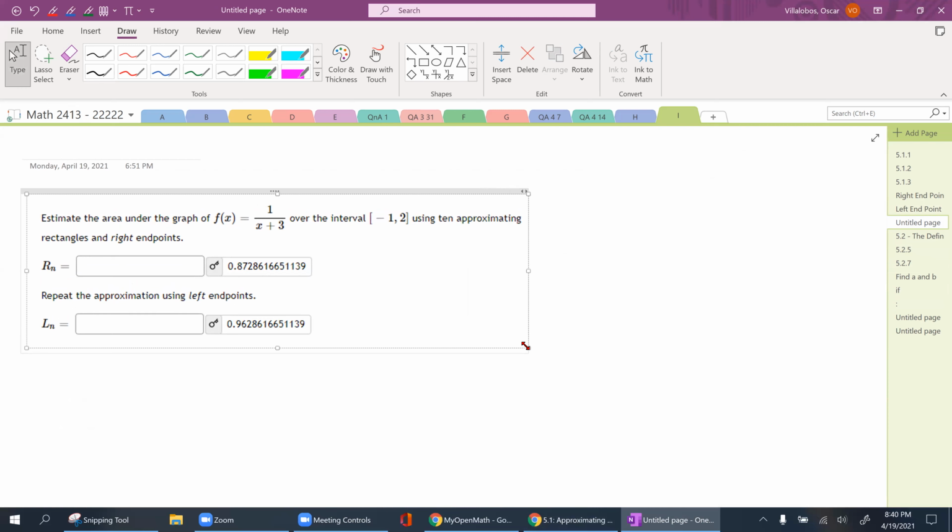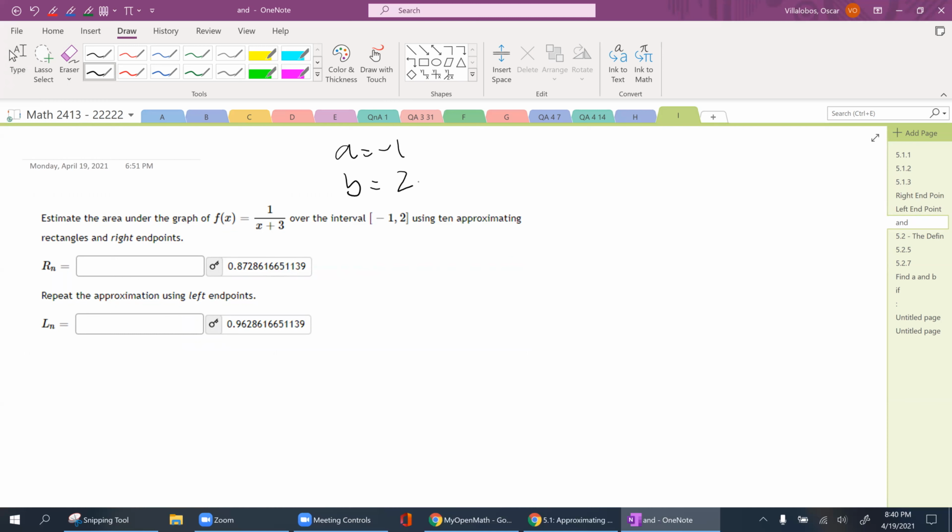And again here, we have another way we can apply a formula, using 10 approximations, approximating rectangles and finding endpoints. So in other words, my A is going to be -1, my B is going to be 2, my N is going to be 10. My delta X is going to be B minus A over N, which is 2 minus -1 over 10, which is 3 over 10. That's what my delta X is going to be.